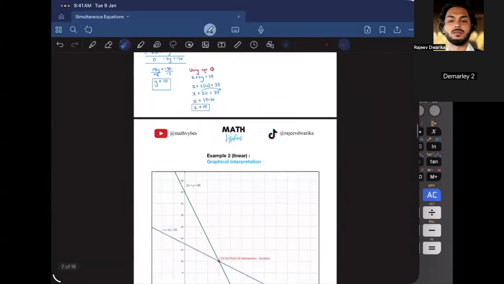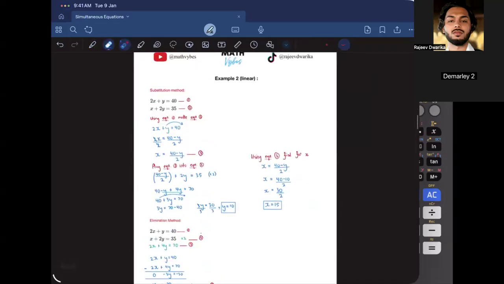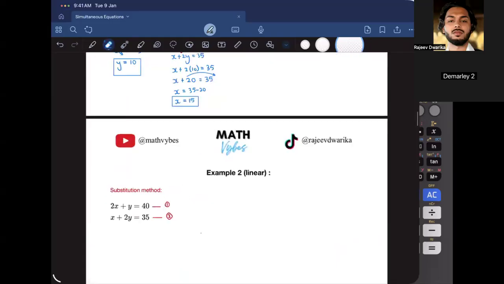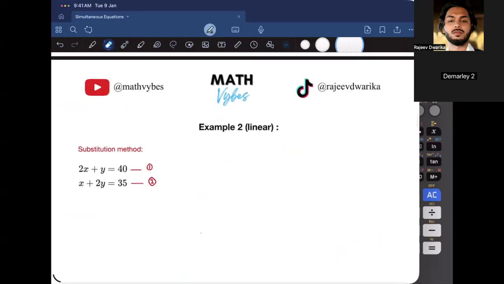And by chance, did you learn about the graphical interpretation of this? Like the intersection. No. Okay, we'll cover that here, right? We'll cover that here.